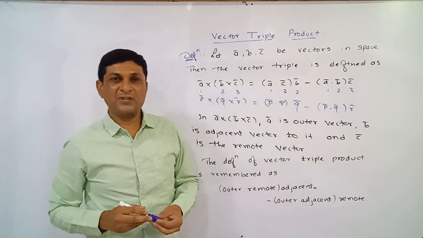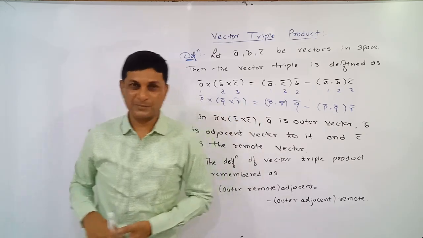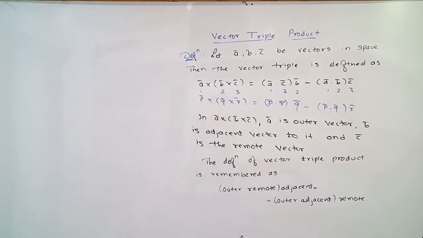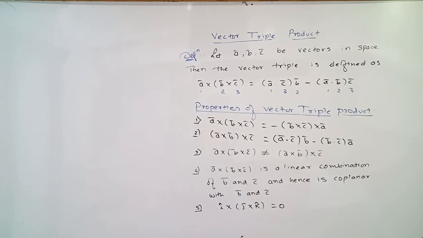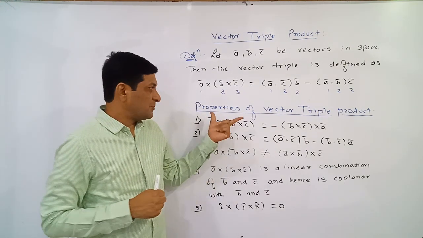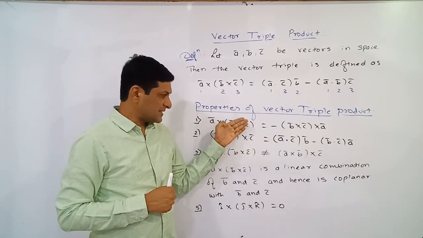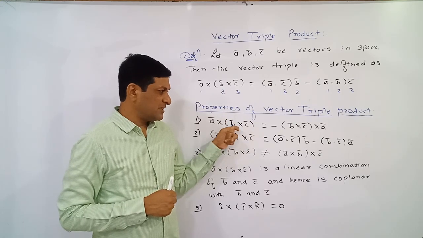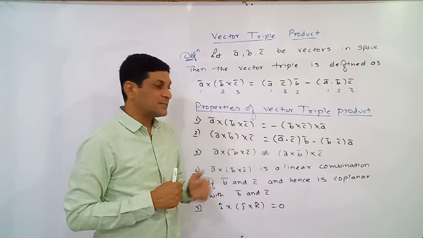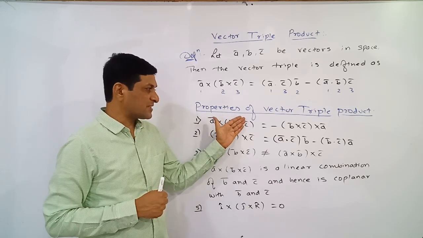Now, using this definition, let us discuss some properties. Properties of vector triple product. So now let us discuss the properties of vector triple product. Observe the first property. Let us consider that this bracket is a bracket. In this bracket, the cross product of two vectors is there, and we know that the cross product of two vectors is a new vector. Let us denote this new vector by d bar.